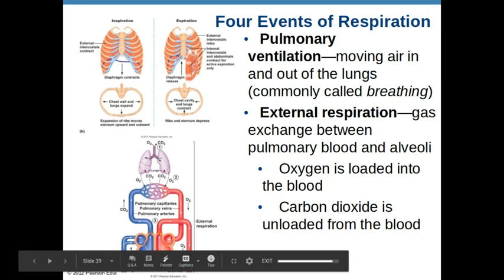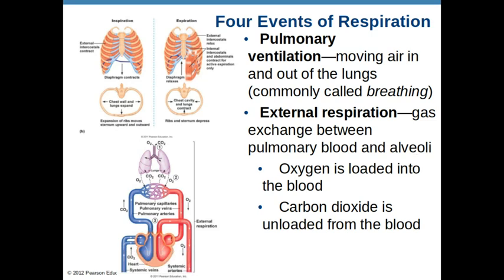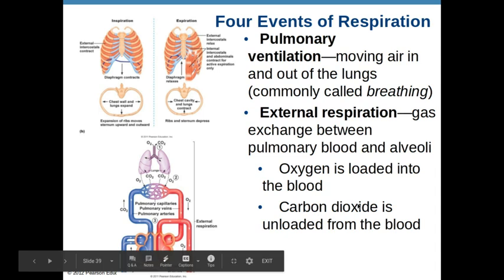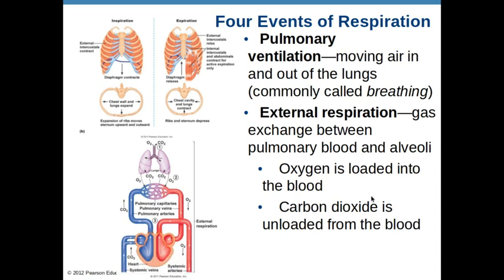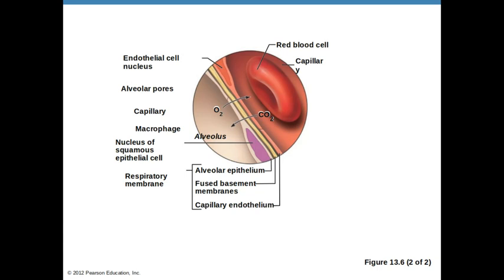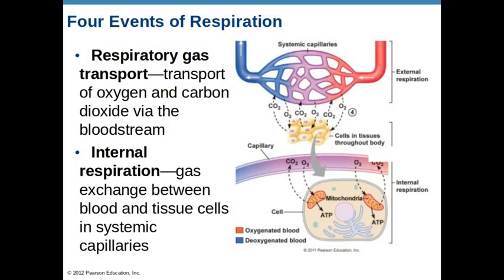Okay. And so this is where the blood is being brought to the alveoli. Oxygen is being loaded into the blood. Carbon dioxide is being unloaded from the blood. So we just saw that happening at that respiratory zone. That is external respiration, meaning we brought air from the outside and we are putting that oxygen into the bloodstream. Okay, we see a picture of it right there, external respiration.